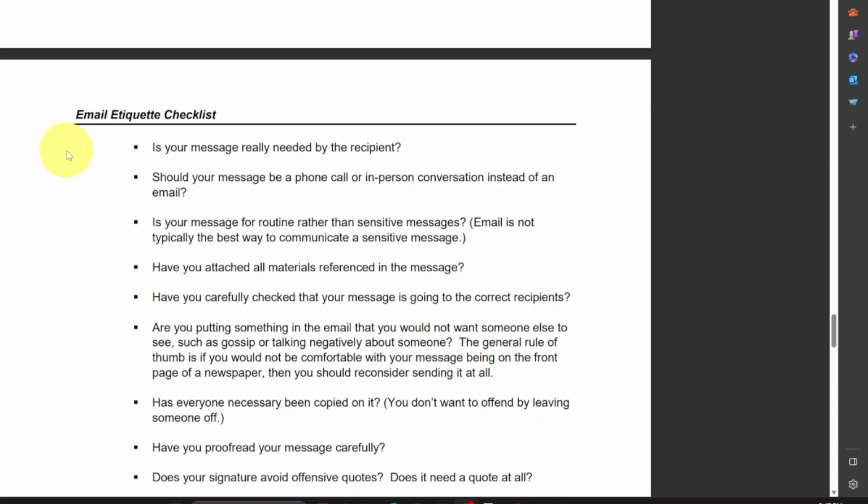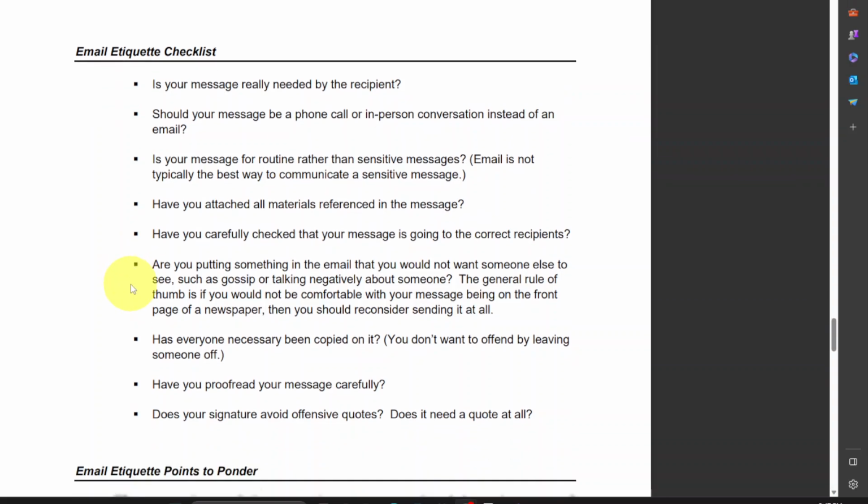Email etiquette checklist. Is your message really needed by the recipient? Should your message be a phone call or in-person conversation instead of an email? Is your message for routine rather than sensitive messaging? Email is not typically the best way to communicate a sensitive message. Have you attached all materials referenced in the message? Have you carefully checked that your message is going to the correct recipients?